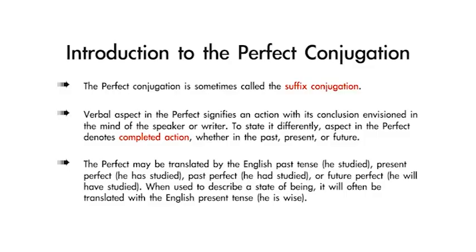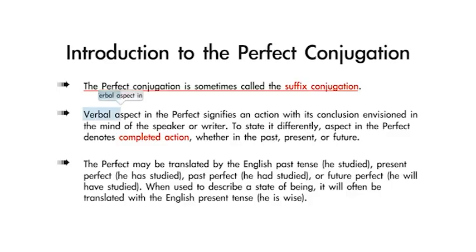Let's consider a few important facts about the perfect conjugation in Hebrew together. First, the perfect conjugation is sometimes called the suffix conjugation. That's because in most of its forms, a suffix is added in order to indicate the person, gender, and number of the verb. We also know that the perfect or suffix conjugation is used to describe a completed action, and that's called verbal aspect. Verbal aspect in the perfect signifies an action with its conclusion envisioned in the mind of the speaker or writer. Or to state it differently, aspect in the perfect denotes a completed action, whether in the past, present, or future.